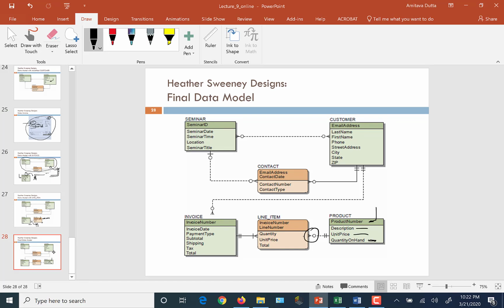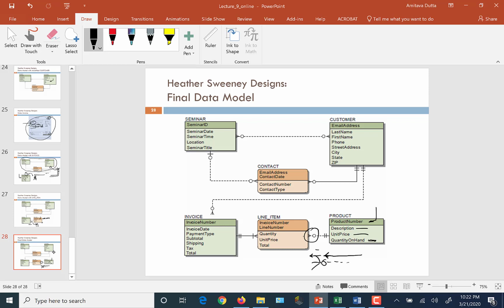So if you look at the cardinality here, again, let me expand it. So the way to read this is, if I go from right to left, one product will show up in at least 0 and at most many line items. Why? Because you could have a product that nobody has bought, so it could show up in at least 0 line items, and of course it can show up in many line items.